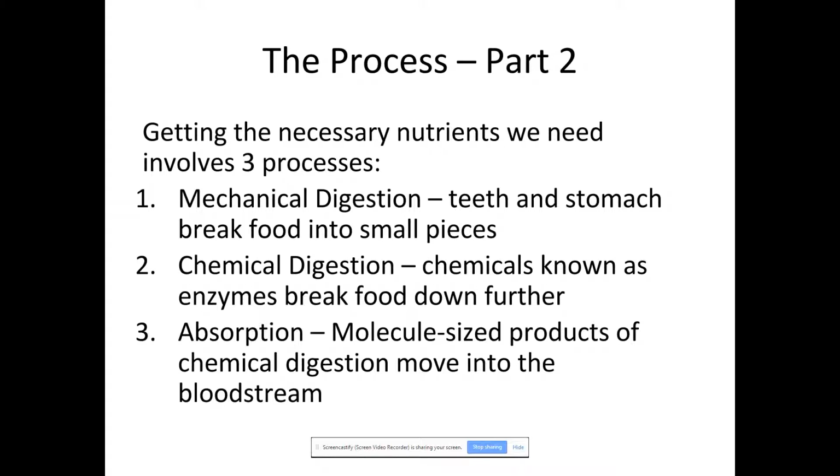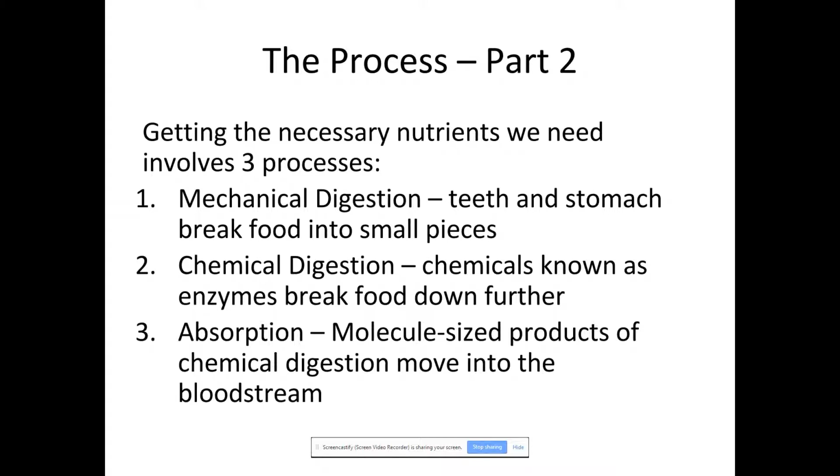Now, the process of it. Getting the necessary nutrients we need involves three main processes. First, mechanical digestion: the teeth and the stomach break food down into small pieces. Second, chemical digestion: chemicals known as enzymes break food down further, because mechanical digestion can't break it down small enough for point number 3, which is absorption.